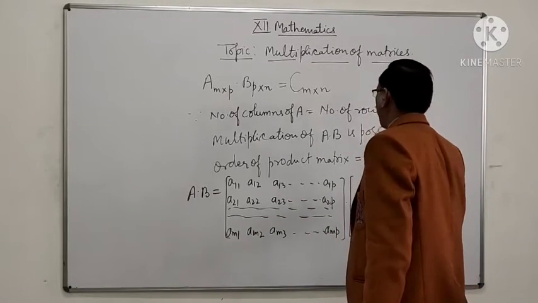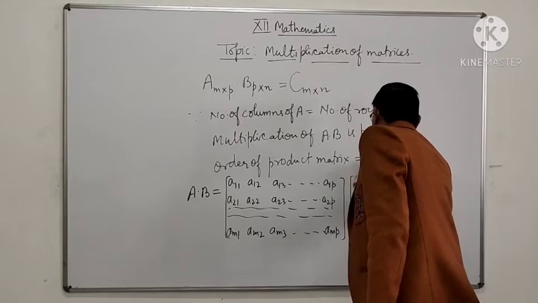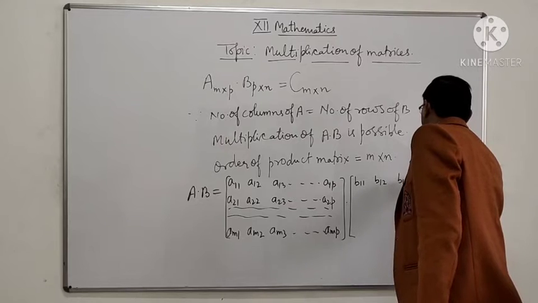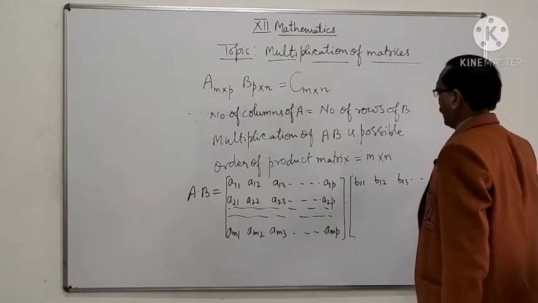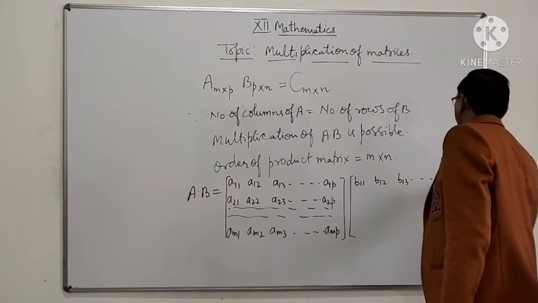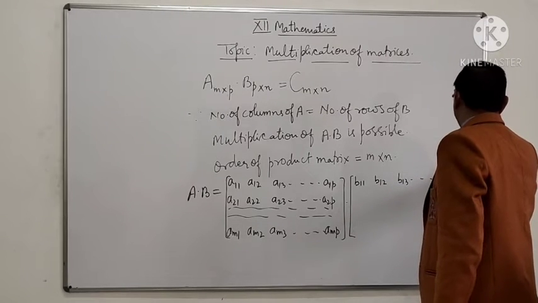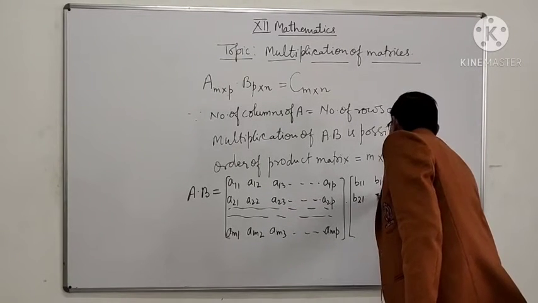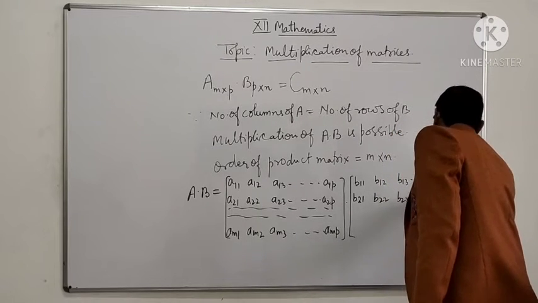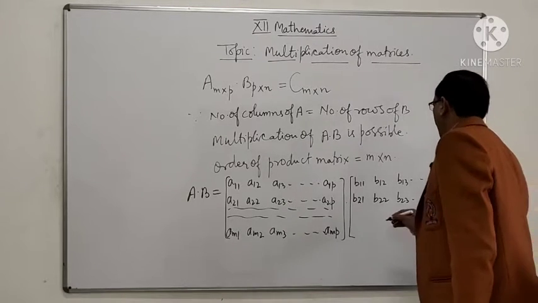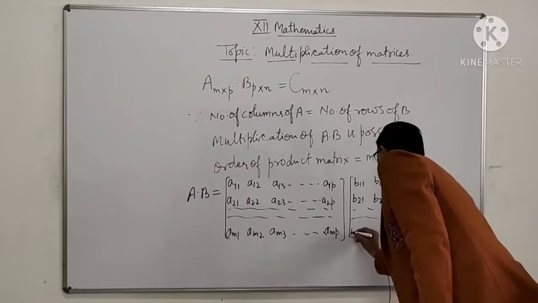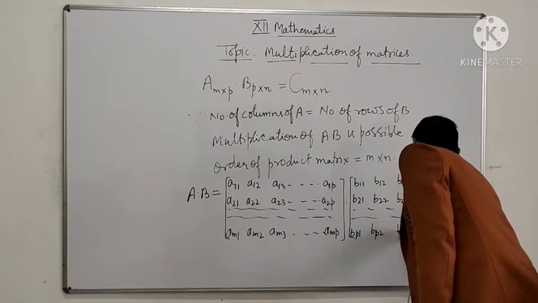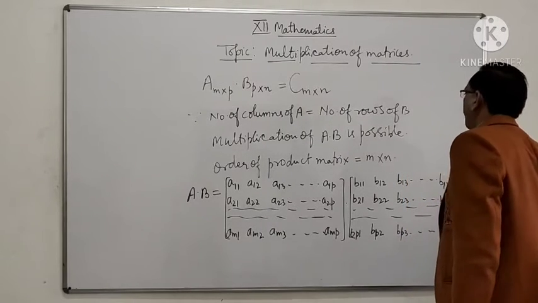Then there is a B matrix. It is B11, B12, B13 till B1n, then B21, B22, B23 till B2n, and so on. Then it is Bp1, Bp2, Bp3 till Bpn.